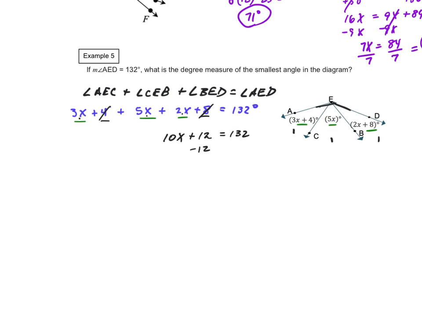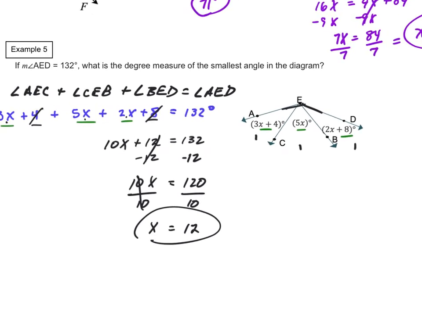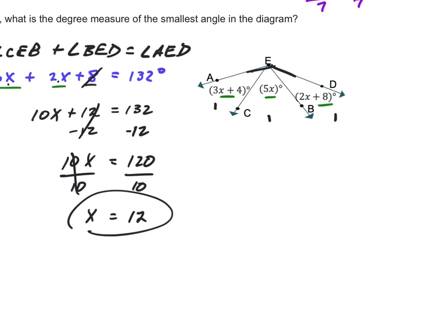So I go ahead and subtract 12 from both sides. 12 minus 12 is 0. I have 10x is equal to 120 degrees. Divide both sides by the coefficient, and x is going to be equal to 12. Now, that doesn't help me right now because I need to find out what the angle measurements are, but in order to find that out, I can just substitute 12 in for x, and then it might tell me what my angle measurements are.